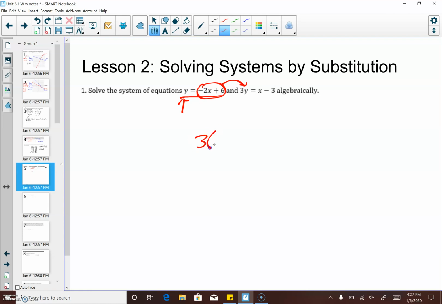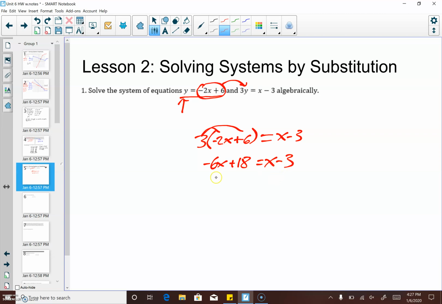So that's going to give us 3 times (negative 2x plus 6) equals x minus 3. The rest of that second equation stays the same. The only thing we're changing is that we're going to substitute in for y, because now instead of having an x and y, we just have one variable, x. Now we're going to solve this like we did earlier in the year. So we're going to distribute the 3. We get negative 6x plus 18 equals x minus 3.